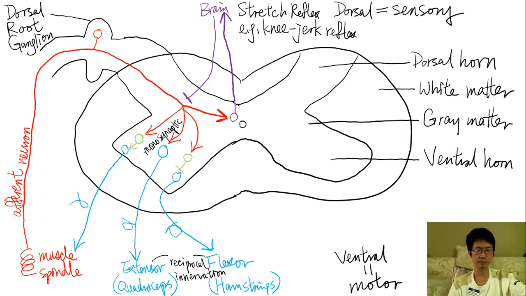And do you remember I told you that the afferent neuron can activate the alpha motor neuron? This is what I told you. The afferent neuron can activate the alpha motor neuron, the extrafusal muscle fiber. This is what I mentioned previously in the slides. Okay, monosynaptic. As you can see, this is not monosynaptic. This is also not monosynaptic.